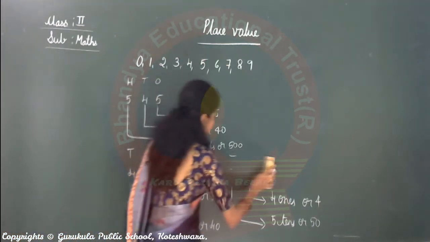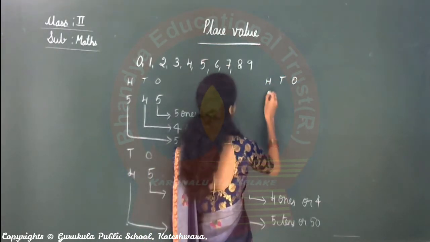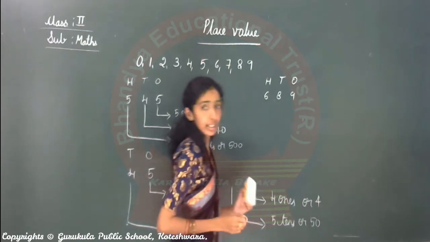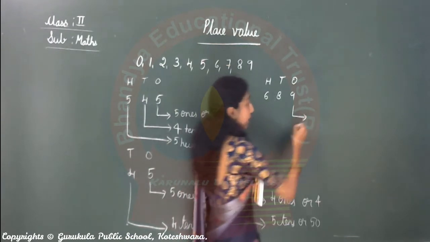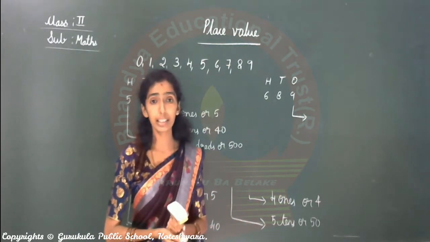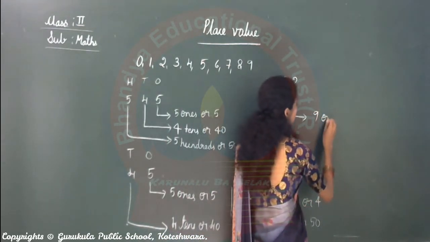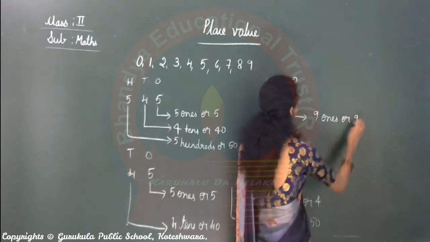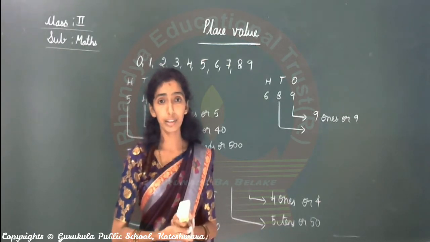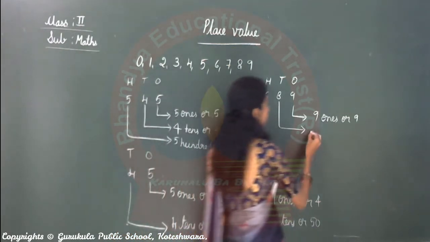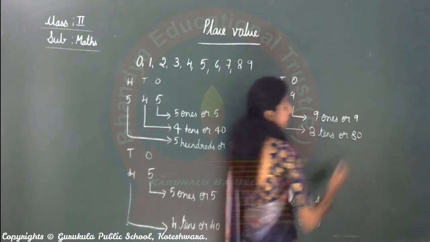See, take one more example for a 3-digit number. Here, 689. How to write the place value? Now you tell me. What is the place value of 9? Place value of 9 is 9 ones or 9. What is the place value of 8? Yes. Place value of 8 is 8 tens or 80.